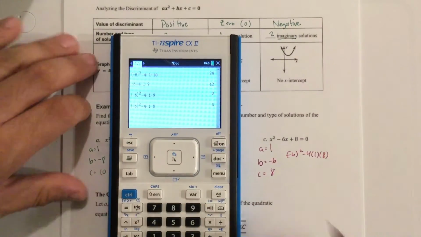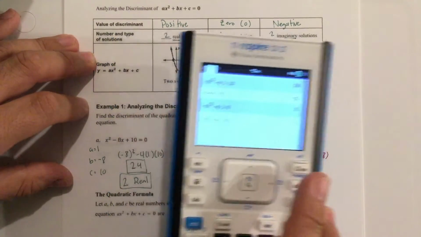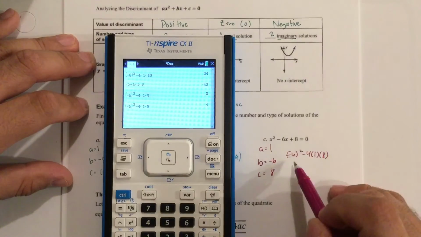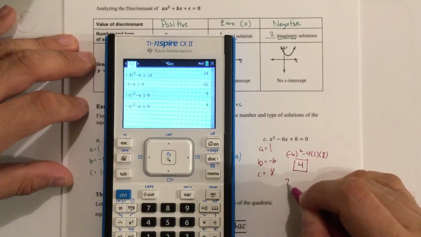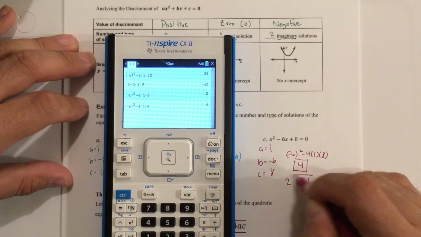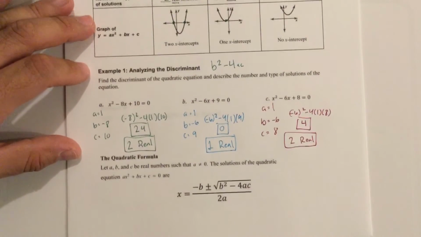We get the value of positive 4. Which again would be 2 real solutions. All right, so that's how you do the discriminant.